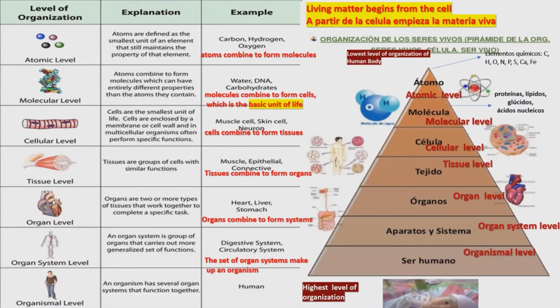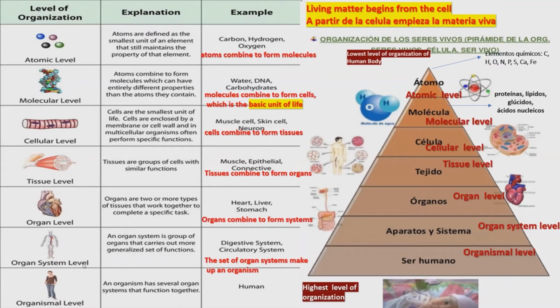The next level is the organ level. Organs are two or more types of tissues that work together to complete a specific task. Examples of organs are the heart, liver, and stomach. Organs combine to form systems, or organ systems.